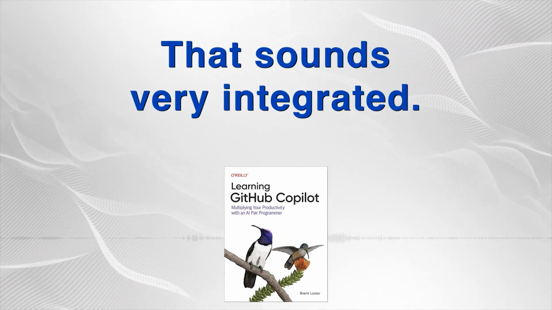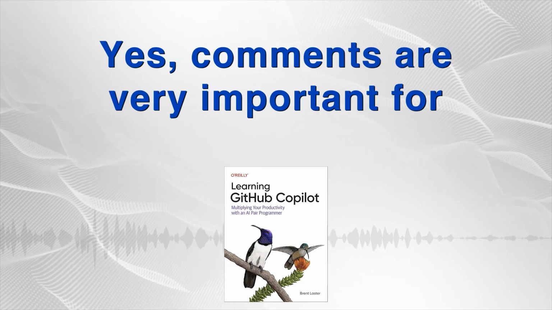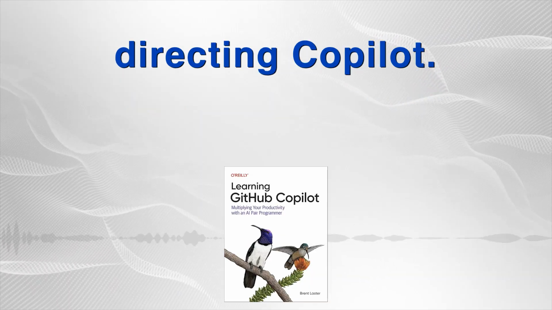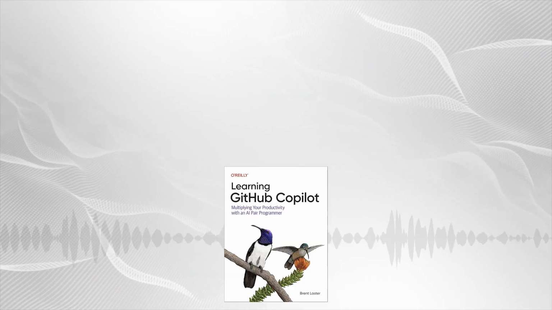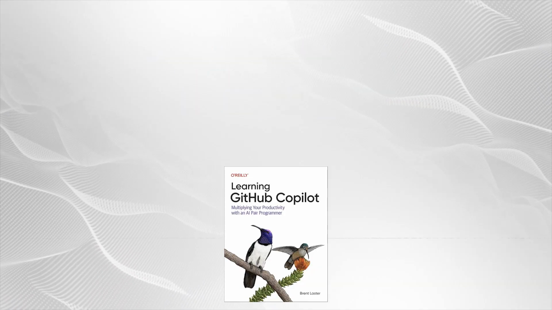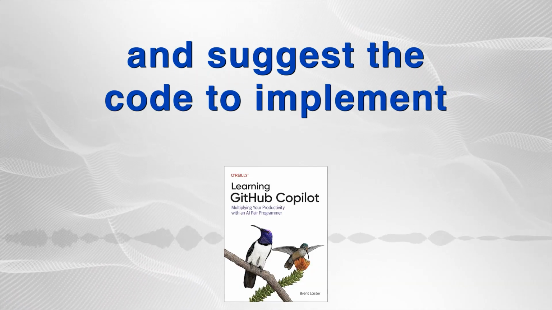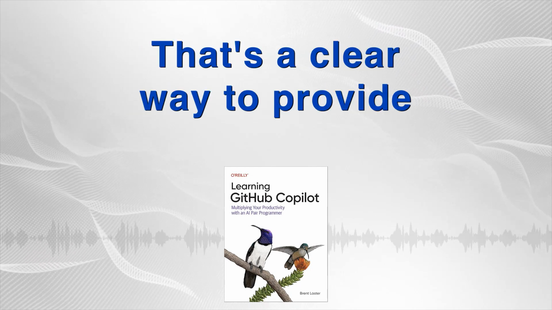That sounds very integrated. And you mentioned comments earlier. They can actively guide Copilot. Yes, comments are very important for directing Copilot. They're not just for humans anymore. You can write a comment like, say, #create a function to determine if a number is prime. Copilot will then understand your intention and suggest the code to implement that function. That's a clear way to provide instructions.